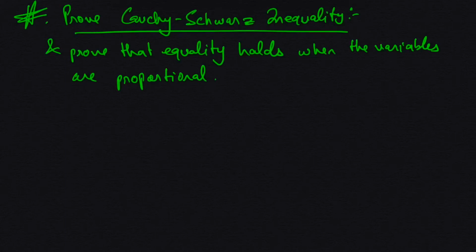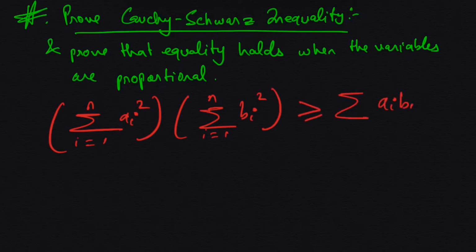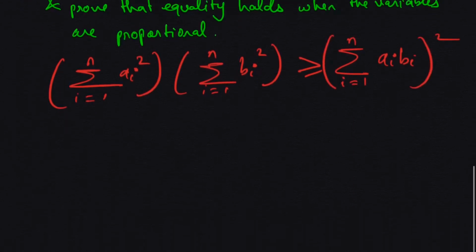So in this lecture we will be proving the Cauchy Schwarz inequality, and we will prove that the equality holds when the variables are proportional to each other. So let's first write the Cauchy Schwarz inequality, which says that for any two variables ai and bi, summation i equal to 1 to n ai square into summation i equal to 1 to n bi square is always greater than equal to summation ai bi, i varies from 1 to n, whole square. So let's get into the proof.